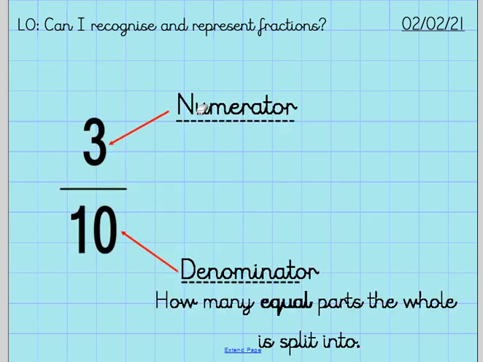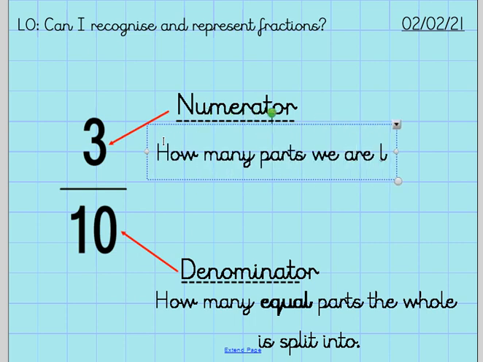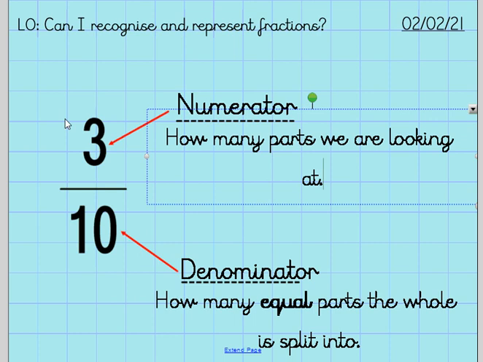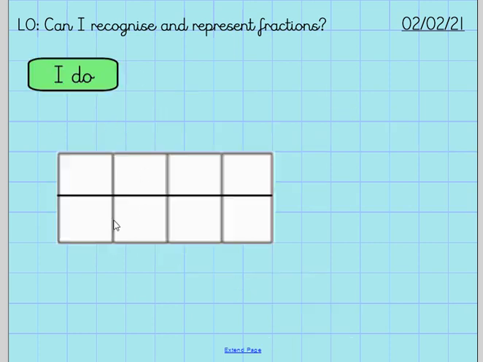Now let's have a look back at the numerator then. The numerator tells us how many of the parts we're looking at. So out of the 10, how many are we interested in? Let's have a look at our example here. Remember, our denominator was how many parts there are. So there are 8 parts.